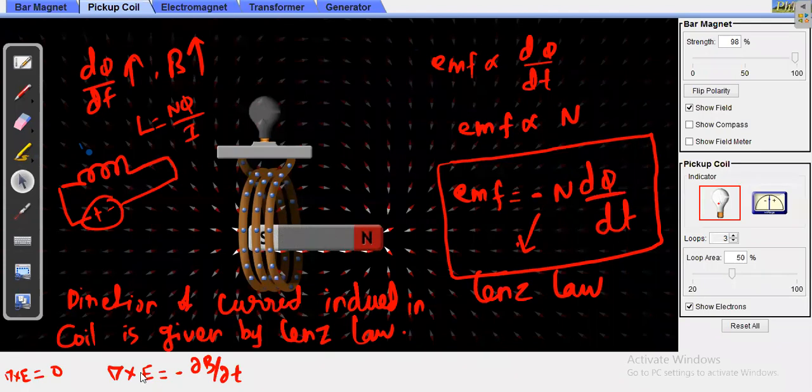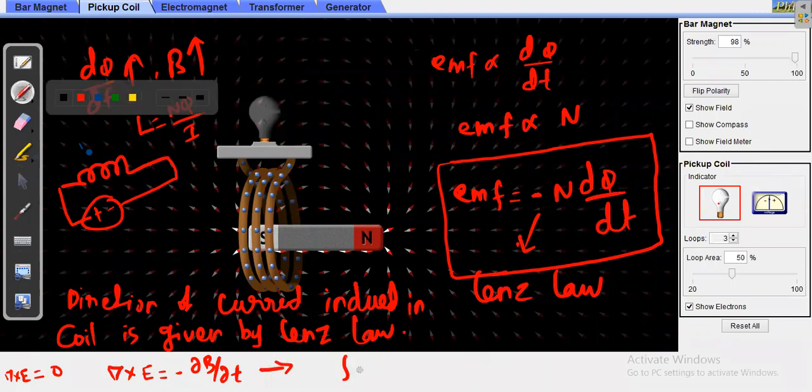Del cross E is equal to minus dou B by dou T. I can write this formula in another way also: integral E dot dl is equal to minus surface integral dou by dou T of B dot ds, or otherwise I can take dou by dou T outside, minus dou by dou T integration B dot ds. Both are okay. So as per Faraday's law, we are doing this.